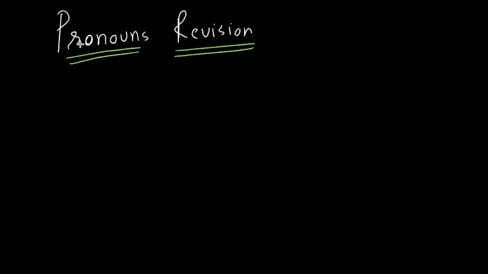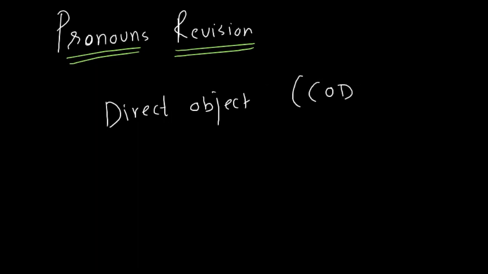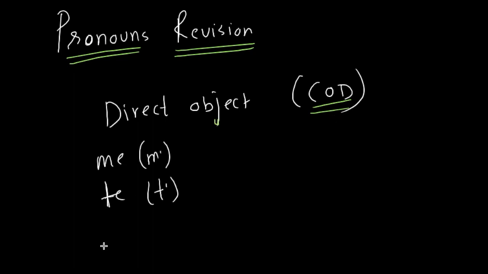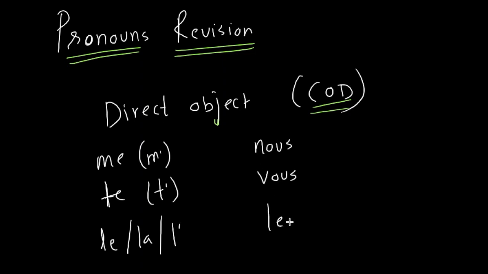So we are talking about direct object pronouns now. By the way, some people don't know, but these are also called COD, complément d'objet direct. So these are me, te, le, la, l', nous, vous, les. Okay. So everyone understands direct object pronouns. You use them to replace a direct object.